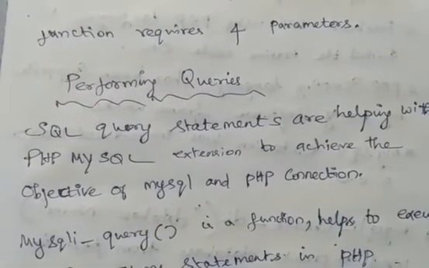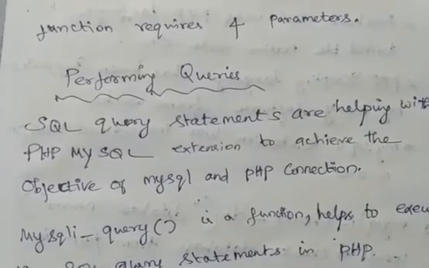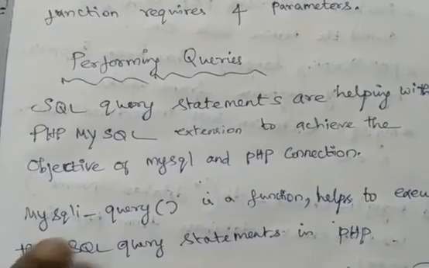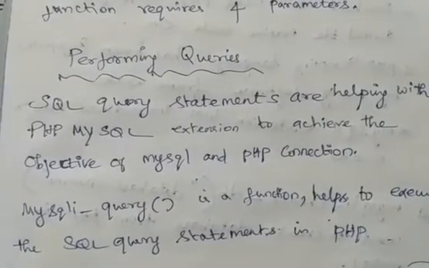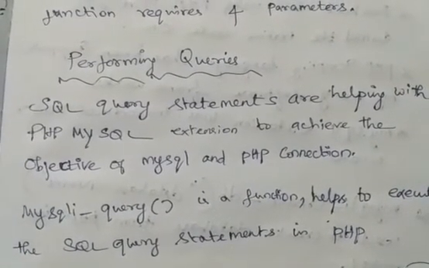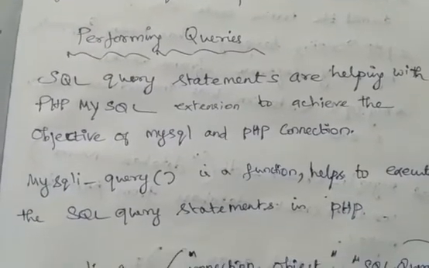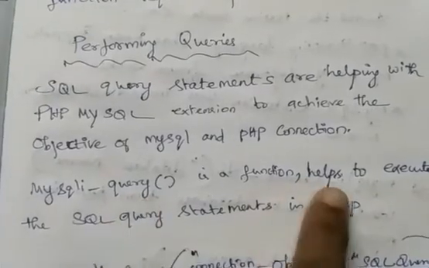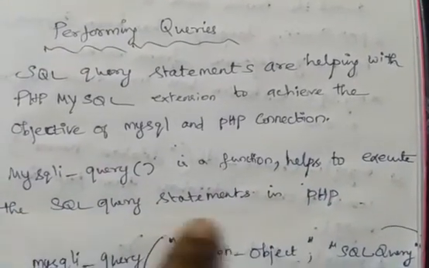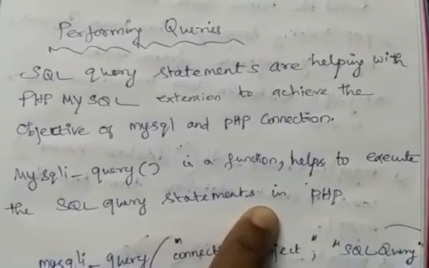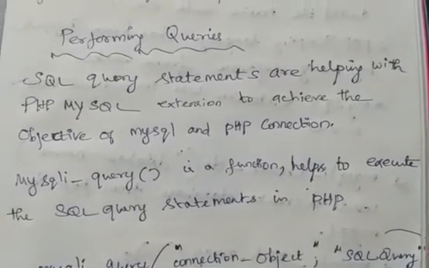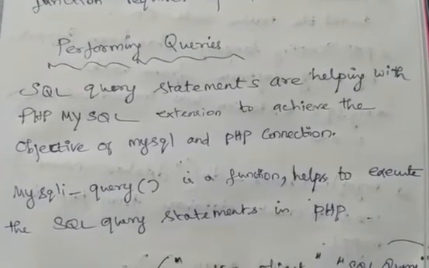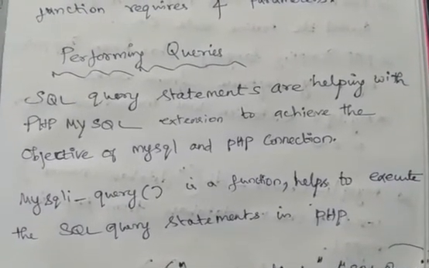So SQL query statements are used to achieve the objective of the MySQL and PHP connection. To make the connection, access or retrieve the data and manipulate it, we are using queries. Here the MySQL query is a function which helps to execute SQL query statements. For example, select star from biodata, which we have created now, will display all the records on the screen.